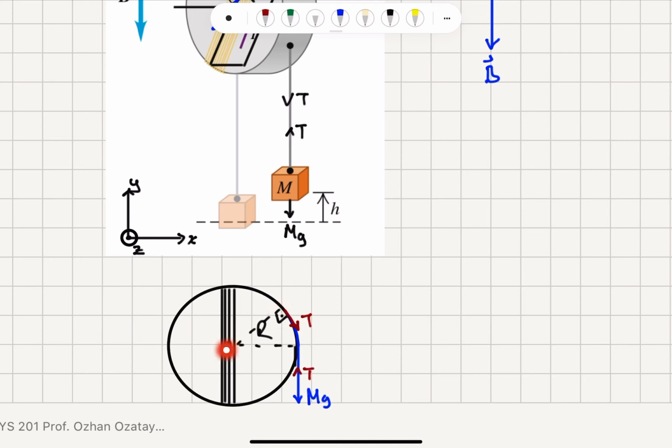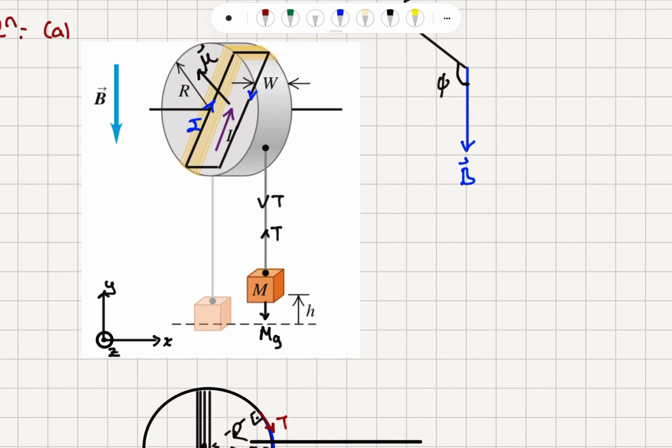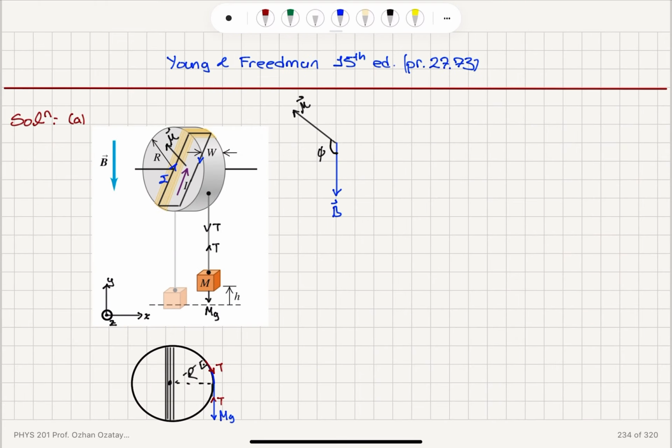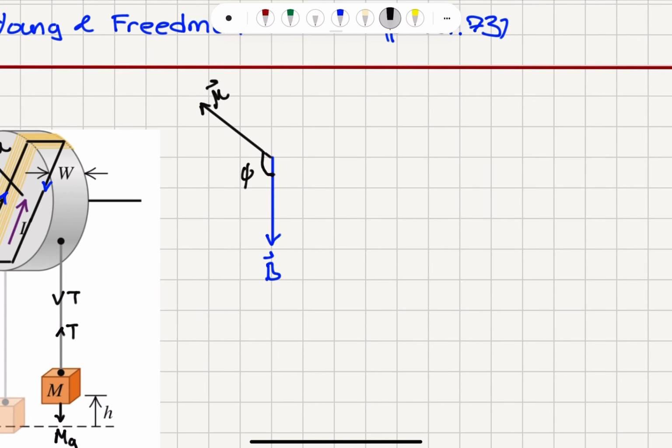So you can see that the position vector with respect to the rotation axis will have a magnitude capital R here, making an angle of 90 degrees with tension. And let's say that the magnetic moment mu and the magnetic field B make an angle phi in general, according to this figure. And we can write the magnetic moment magnitude as the total current, number of turns times I, multiplied by the area A of the coil.